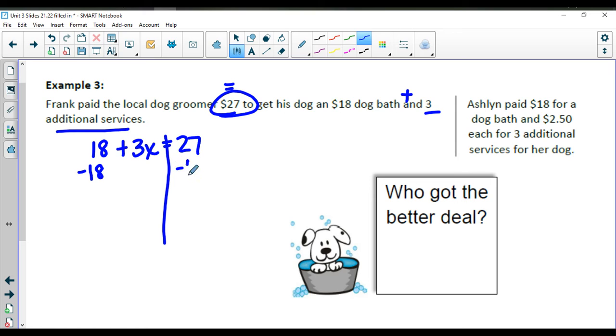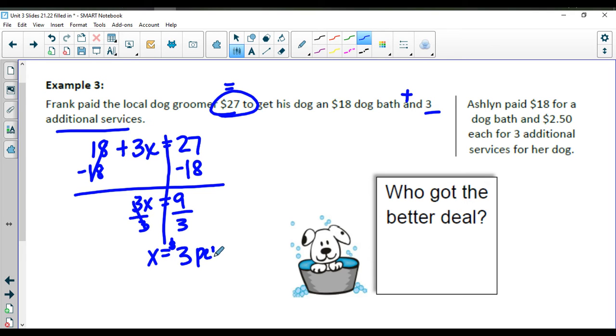So if we subtract 18 from both sides, we get 3x equals 9. We're going to divide by 3 on both sides, and we get x equals 3. So it was $3 per service.